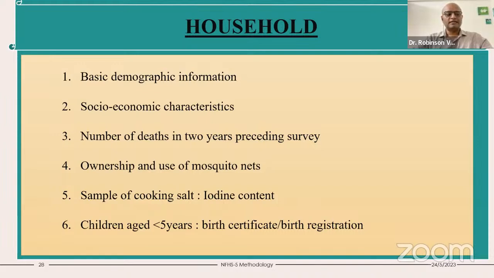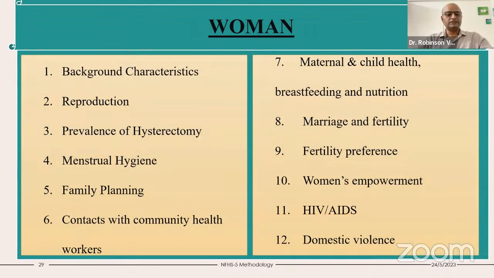In the household questionnaire, basic demographics were collected on the characteristics of each person listed, such as age, sex, marital status, schooling, ownership of an Aadhaar card, tobacco use, alcohol consumption, disabilities, and relationship to the head of the household. In socioeconomic characteristics, we asked them about water, sanitation and hygiene, water treatment, the type of toilet facility, the type of cooking fuel used, the material used for the floor, roof, and wall of the dwelling unit, ownership of various durable goods, health insurance coverage, land ownership, number of deaths in the household in the last 2 years preceding the survey, and ownership and use of mosquito nets.